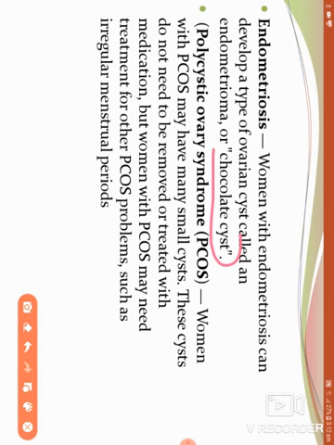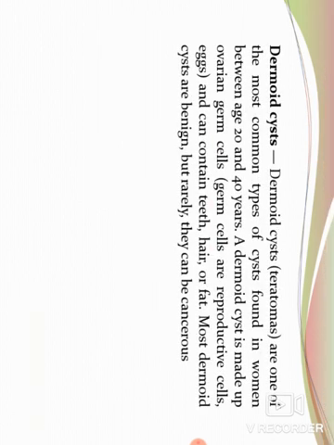Then another condition is polycystic ovarian syndrome, PCOS. Usually one follicle attains full maturity and forms the Graafian follicle. What is happening in PCOS is that there are numerous immature follicles, which won't attain maturity. This usually happens in obese females. It is one of the causes of infertility. Then the dermoid cyst: if the cyst contains teeth, hair or fat, then it's called a dermoid cyst.